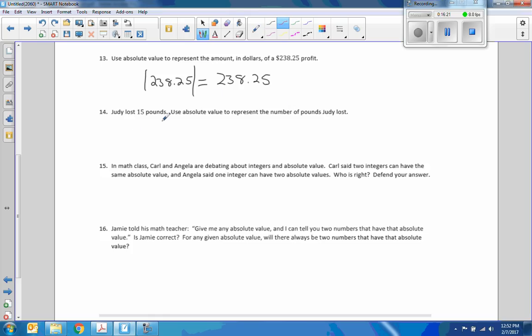Judy lost 15 pounds. Use the absolute value to represent the number of pounds Judy lost. Okay, Judy lost 15 pounds. So it's -15, which is a distance. -15 is 15 units to the left of 0, so the absolute value of -15 is 15.